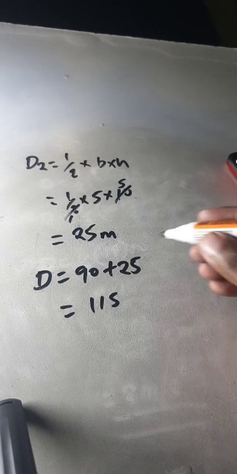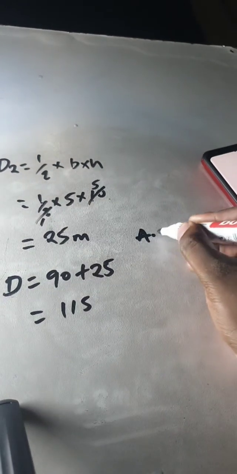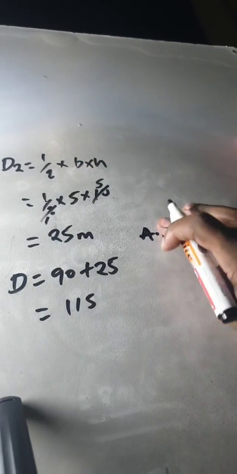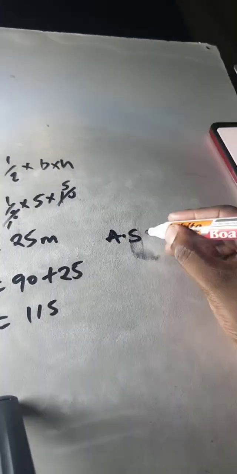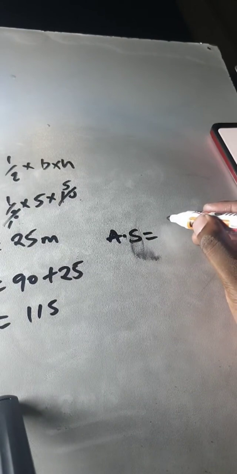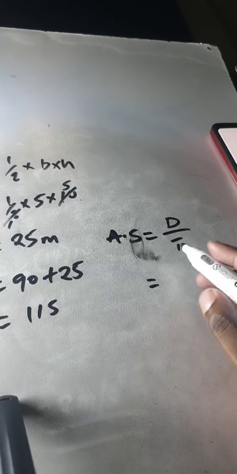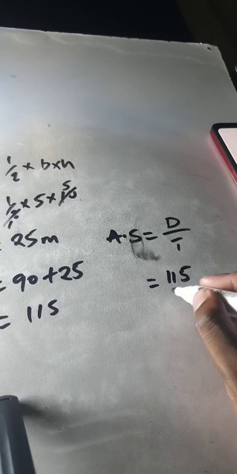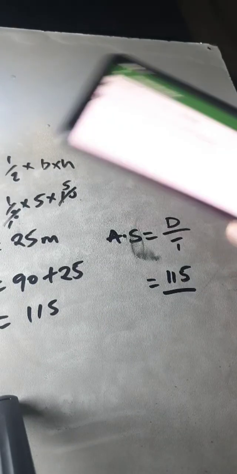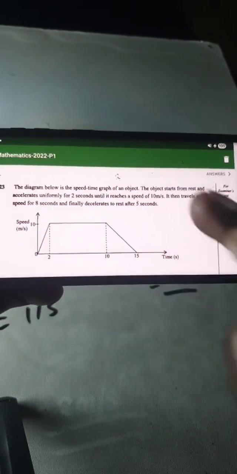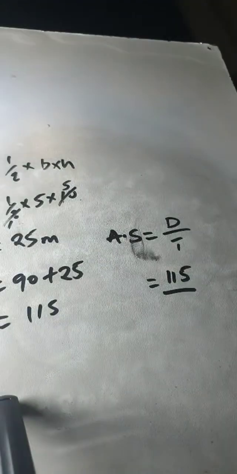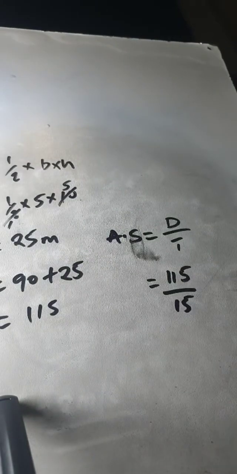Now that we found the distance, it will be safe for us to find the whole journey. Average speed is equal to total distance over total time taken. So what is our total distance? It's 115. The total time taken is from 0 to 15 for the whole journey. So we divide by 15.